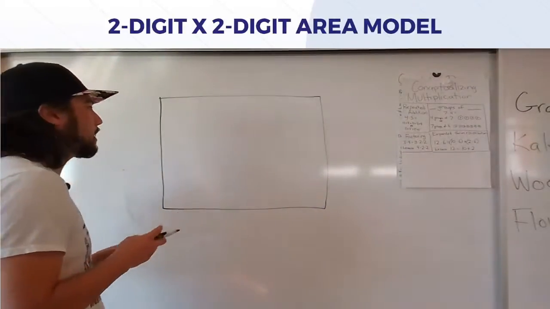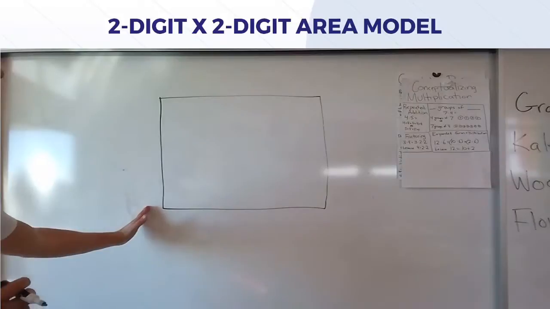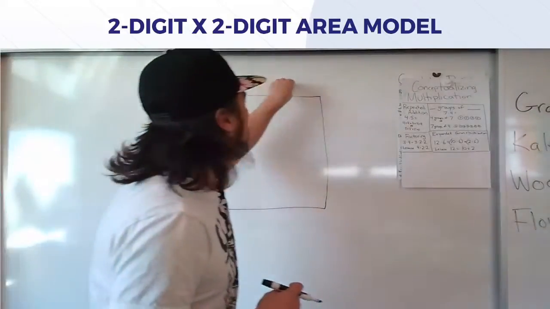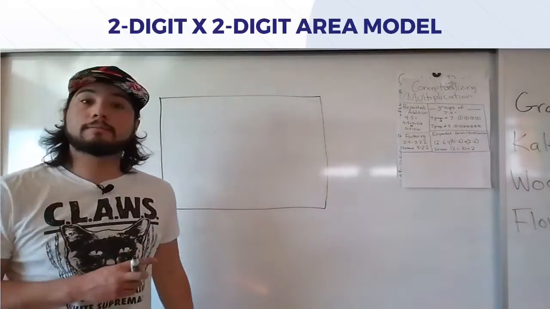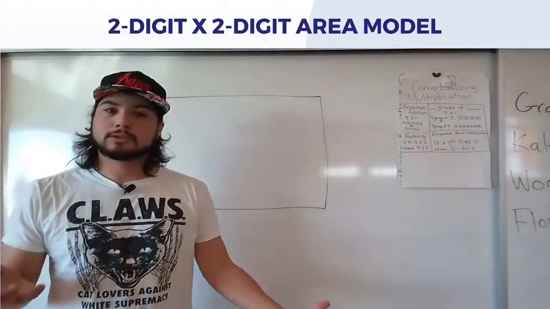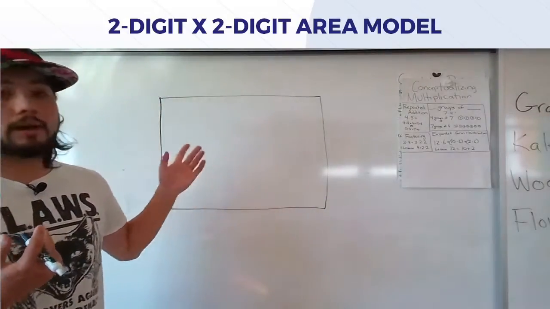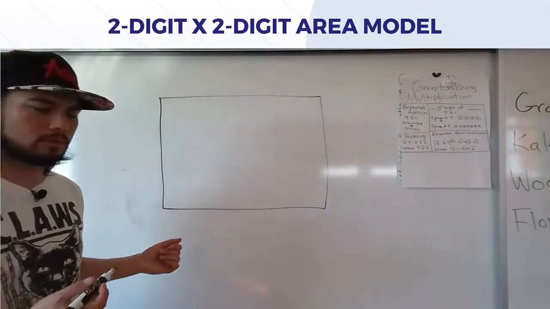So when we're thinking about an area model, we're thinking about whatever the length of this is times whatever the width of this is going to give us our area in the middle, and we're multiplying length times width when we do it. So using the area of a rectangle is a really effective model for helping to visualize multiplication.